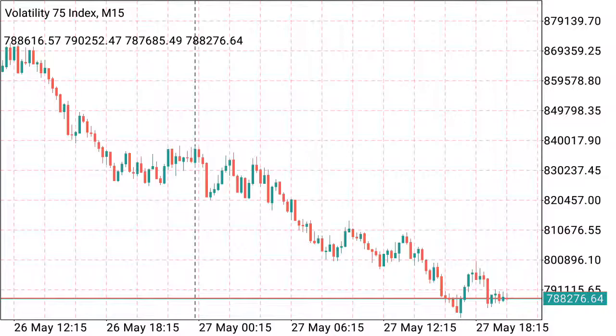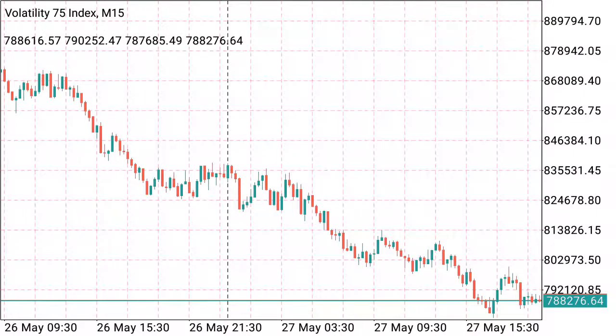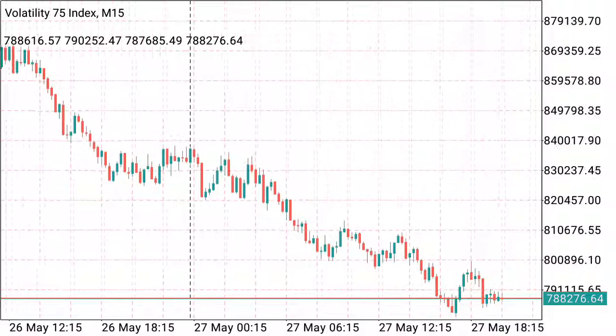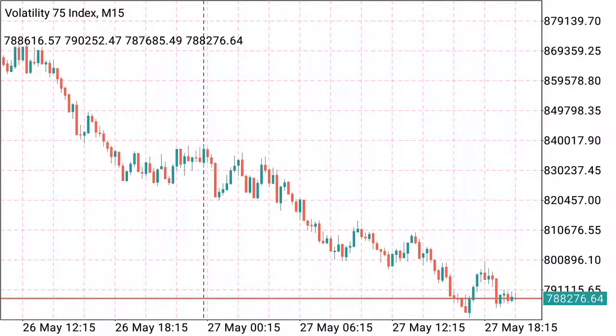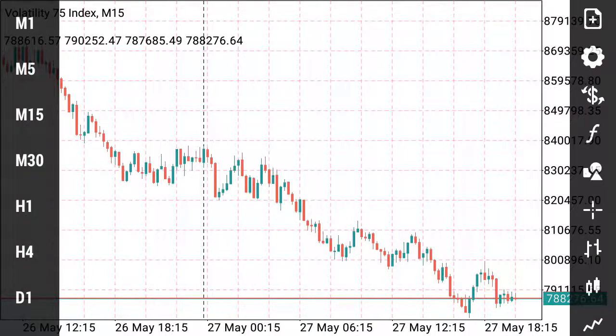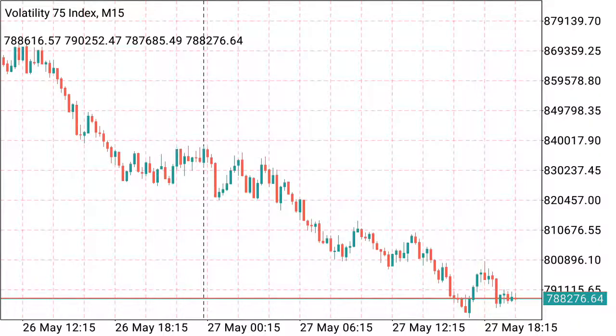Now we have studied volatility 75 index, and we are going to show you one of our key strategies for booking consistent profits on volatility 75 index. We are using the 15 minutes time frame for these studies, and it's a very simple strategy that requires you to understand two things about the market.